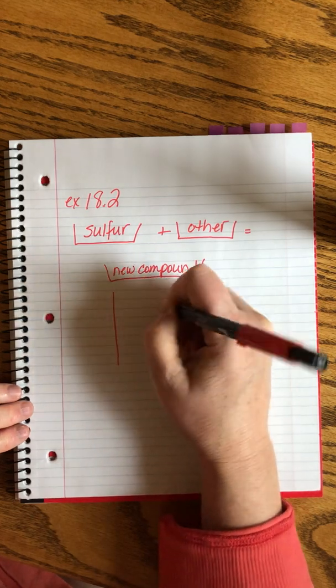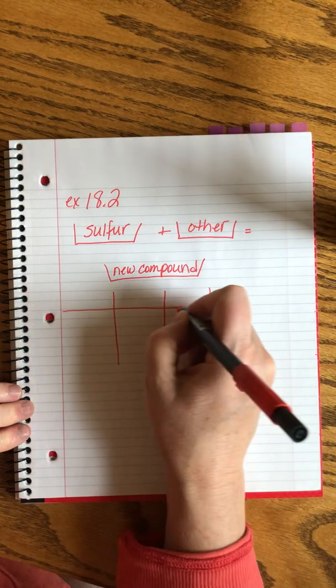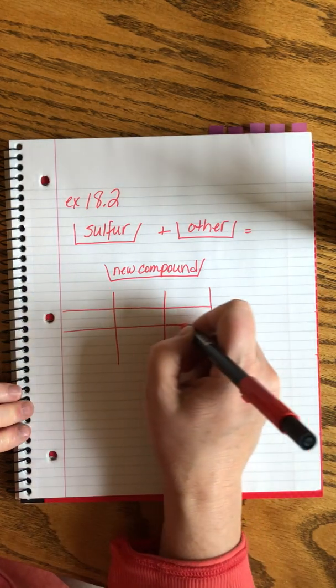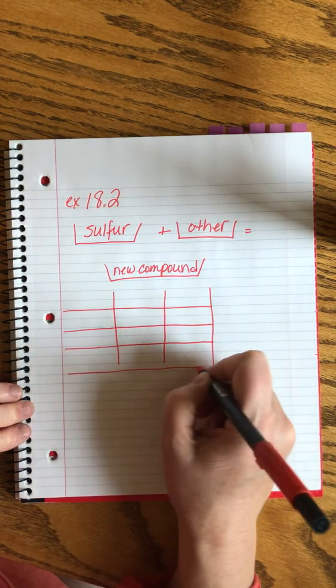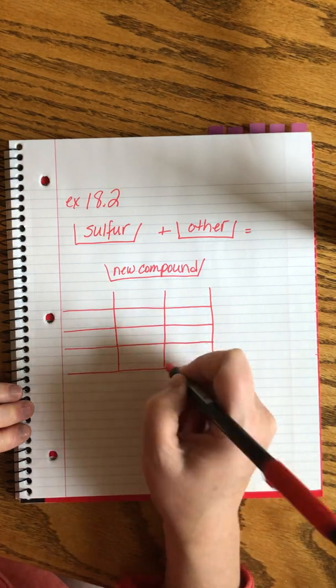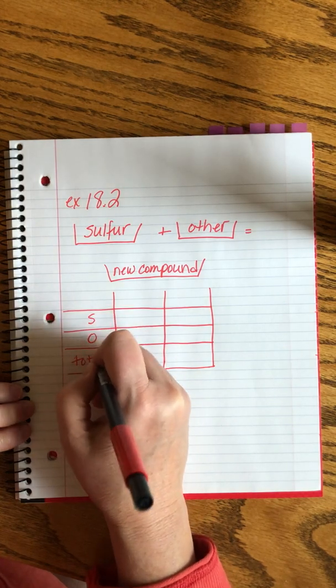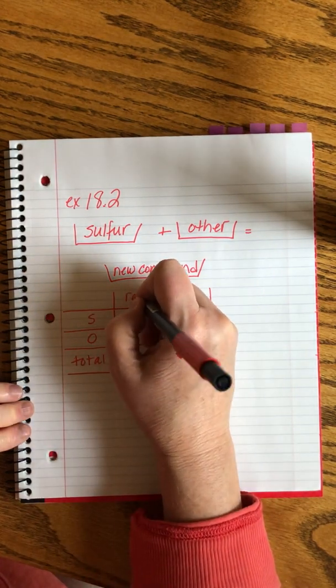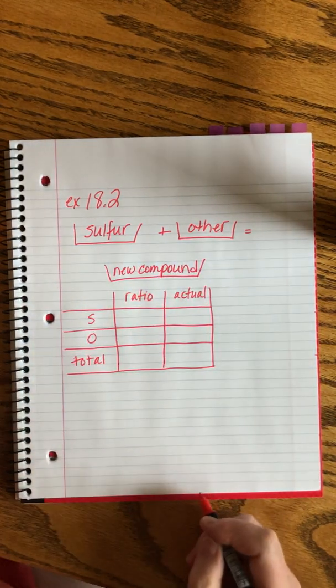But what John tells us is that there's a ratio relationship. So again, I'm going to make a chart. I'm going to have 2 columns, and I'm going to have 1 row for the sulfur, 1 row for the other, whatever that means, and then 1 row for the total. Sulfur, other, total. This is the ratio relationship, and then this is the actual number in our situation.